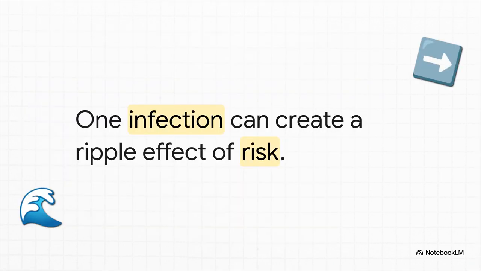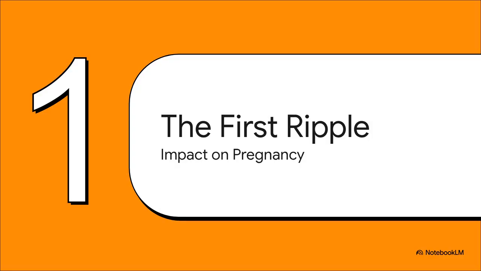Exactly. This is way more than just a single isolated infection. It's all about that ripple effect. We're going to follow those ripples as they spread out, starting with the pregnancy itself, and then moving on to the health of the newborn. Okay, so let's jump into that first ripple, the immediate impact this has on the pregnancy. And let me tell you, it can be pretty significant.